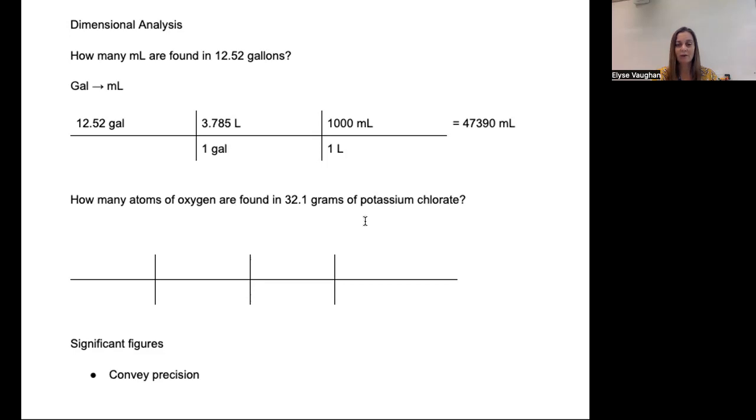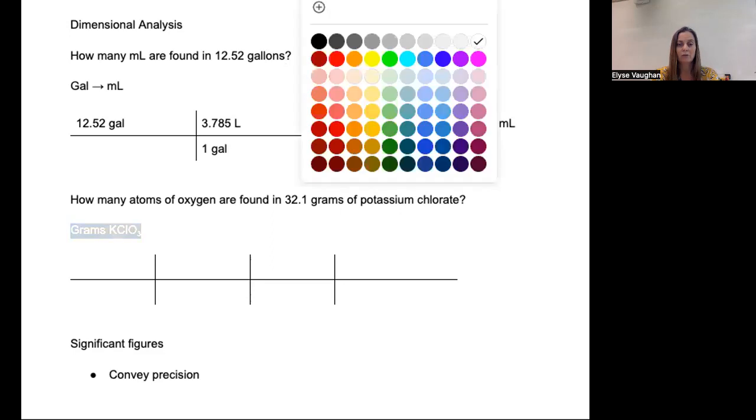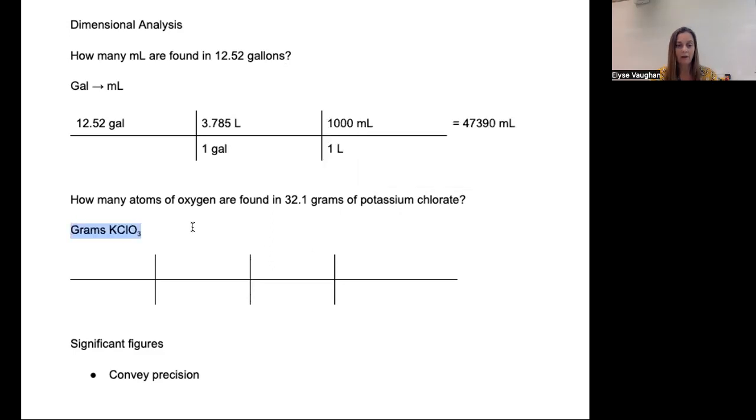So the first thing I need to figure out is, what is potassium chlorate? So I dig deep into that memory bank and I remember that chlorate is ClO3 with a charge of -1. So it's an oxyanion with a charge of -1. And I know that potassium has a charge of +1. So when I put those together, I'm going to get KClO3. So I'm trying to go from grams of potassium chlorate to atoms of oxygen.